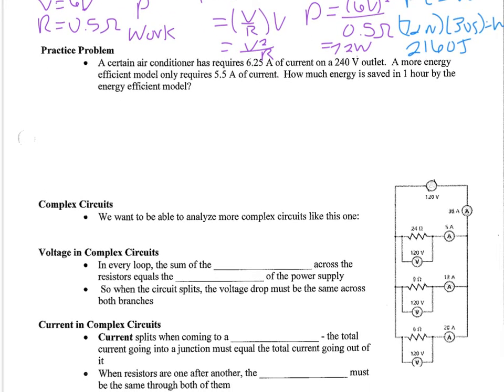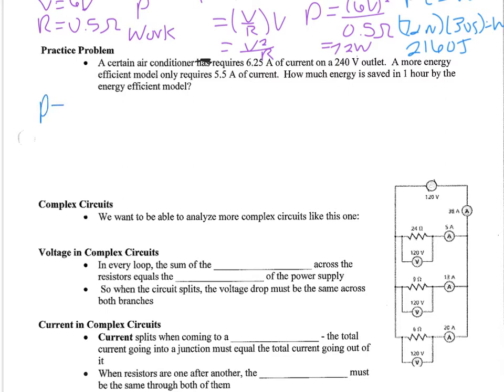Okay, this next one is similar. It tells us a certain air conditioner, it should say requires, not has, requires. 6.25 amps of current on a 240 volt outlet. A more energy efficient model only requires 5.5 amps of current. How much energy is saved in 1 hour by the energy efficient model? So all we're doing here is figuring out how much power is used by the air conditioner versus the energy efficient model and then comparing the works.